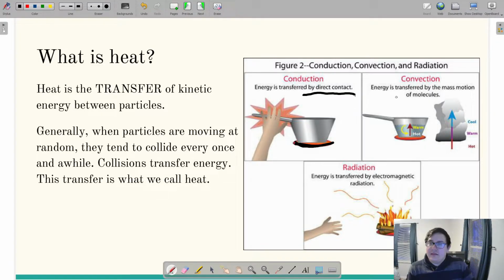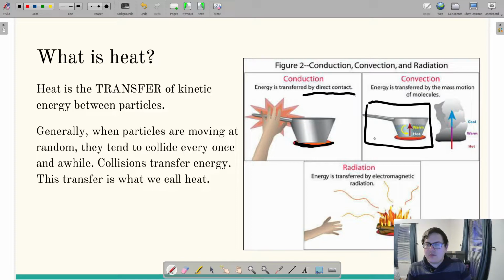Another way is convection, which is when energy is transferred not necessarily by touching it, but by a movement of those hotter particles. Most ovens in a household are convection ovens. And why are they convection? When you look at an oven, I'm going to draw this, we'll call this box an oven.